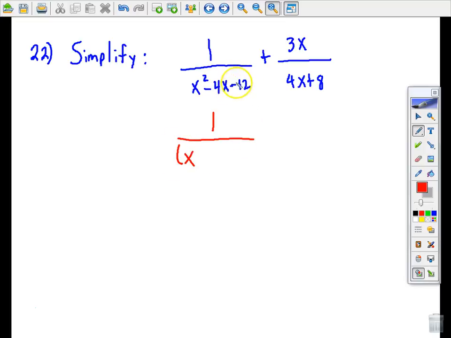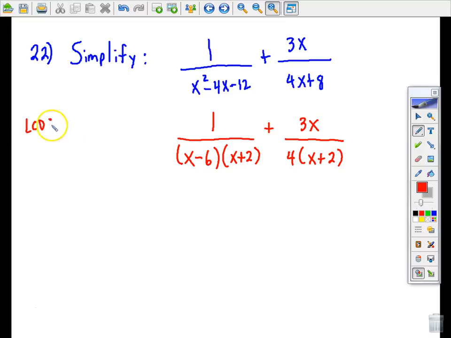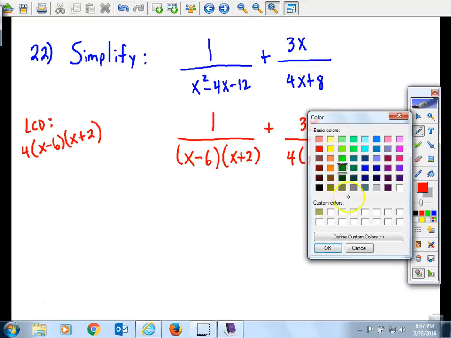And we need the factors of negative 12 that add up to negative 4. That would be x minus 6 and x plus 2. And I'm going to factor the right denominator using GCF, 4 times x plus 2. Okay, well, what is the LCD? Well, the LCD is really just a combination of all of these factors. So it looks like it's 4 times x minus 6 times x plus 2. Maybe we can do a different color.